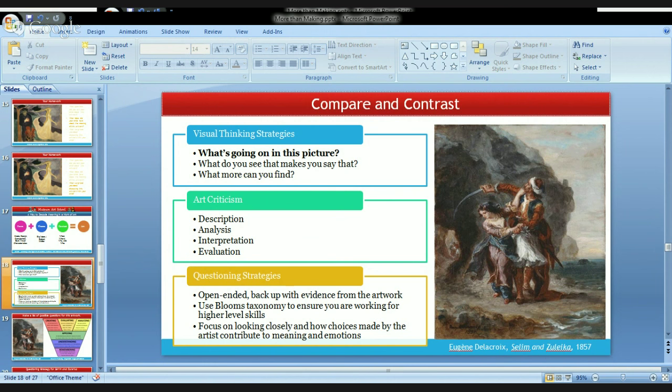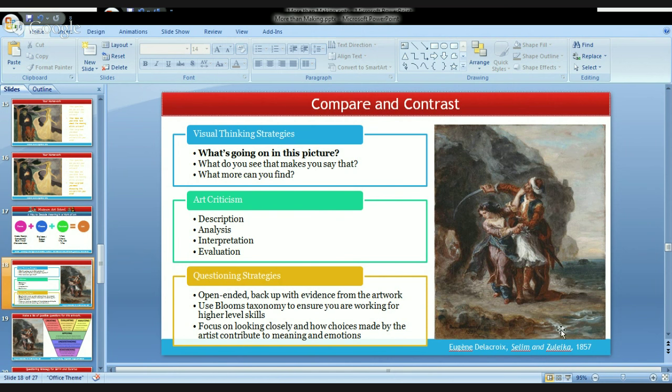Another way to look at art is this process called art criticism. There are actually multiple ways people do art criticism. This is probably the most common one, which is you do four steps: description, analysis, interpretation, and evaluation. In each step, you go in a very regimented way. You start by just describing what you see. This is a man and a woman.